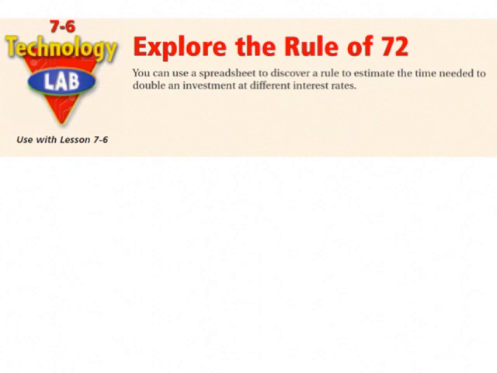Today we're going to explore the rule of 72. Now the rule of 72 is the time where, based on the interest rate that you have, your money that you either borrow or invest will double. So that's what the rule of 72 is.